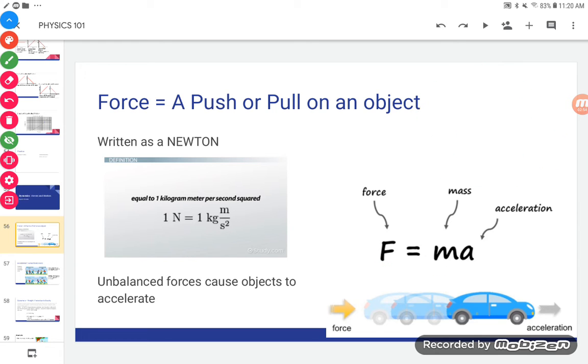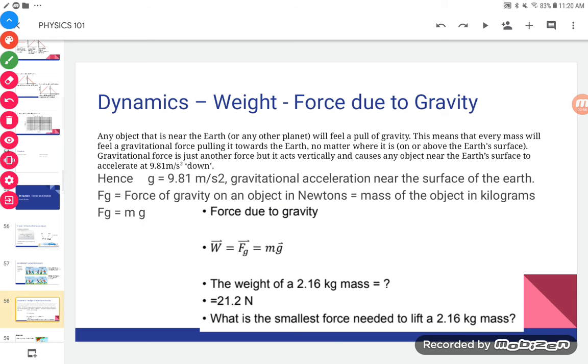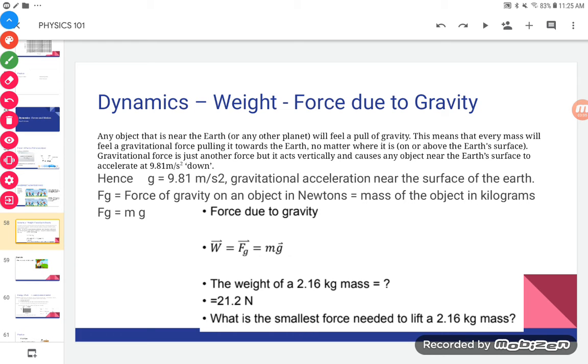Remember that. We're going to get into weight and force due to gravity now, and the difference between weight and mass. Any object that's near the Earth's surface will feel the effects of gravity. This means that every mass will feel a gravitational force pulling towards the center of the Earth, no matter where it is on or above the Earth's surface.